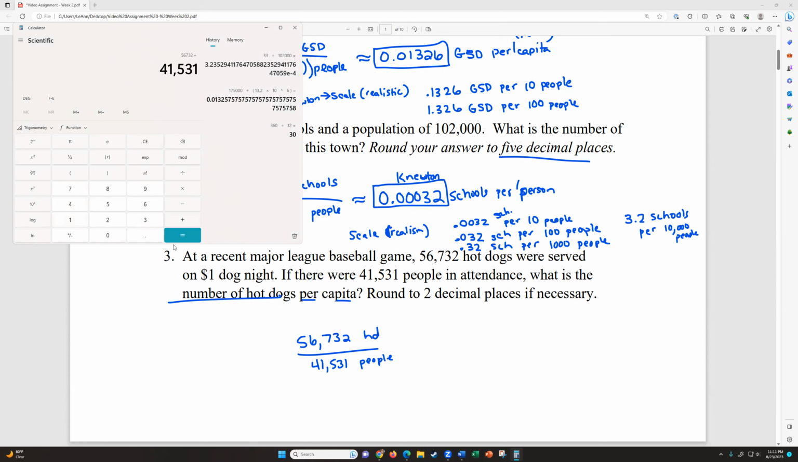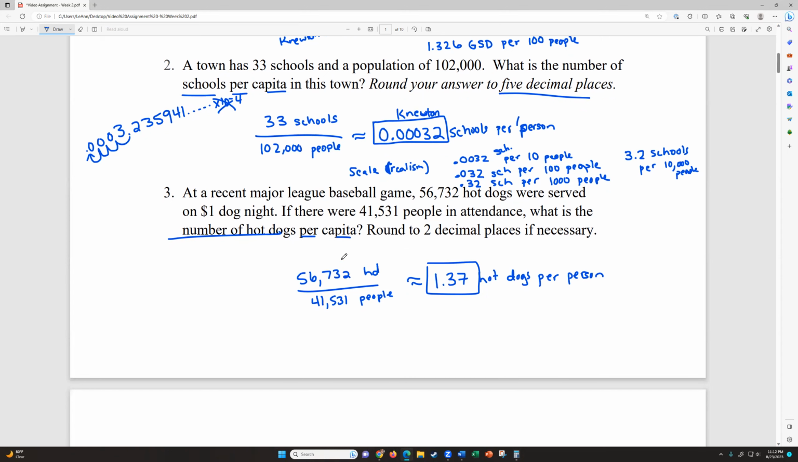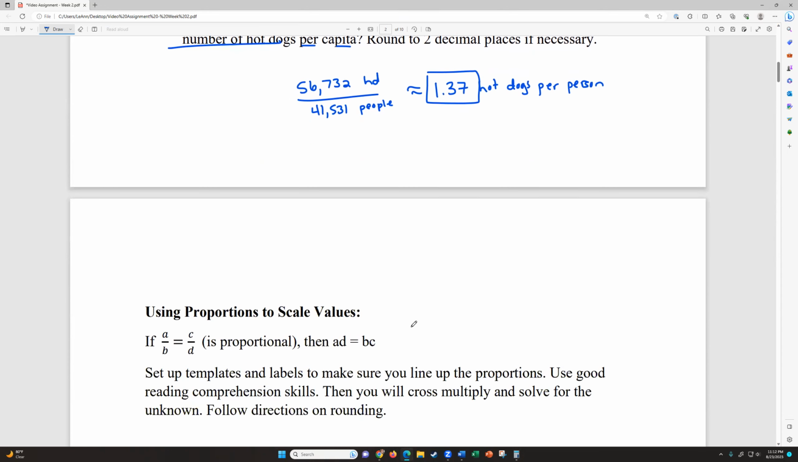So 56,732 divided by 41,531. I'm going to get 1.37 because that 6 will bump up because of the 6 behind it. So roughly 1.37 hot dogs per person. Now, or per capita. Did every single person have a hot dog? Probably not. This is more like an average, okay? And most people didn't eat like a whole hot dog and a couple bites of another hot dog. Again, it's averaging it out, okay?